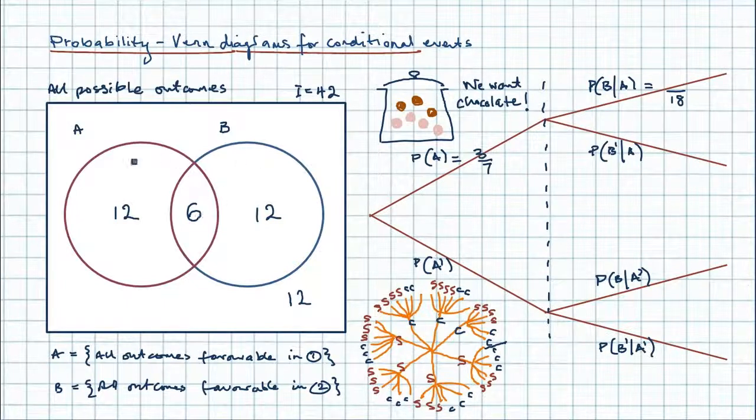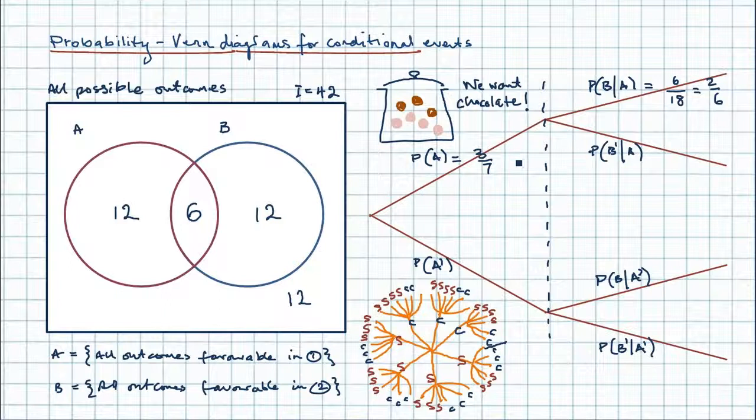This area is in B, but it's also out of A. So we've got 6 out of 18, which we can fill in here. And 6 out of 18 will simplify, if we divide top and bottom by 3, to 2 out of 6. Now, why have I done that? Because this is what we'd expect.